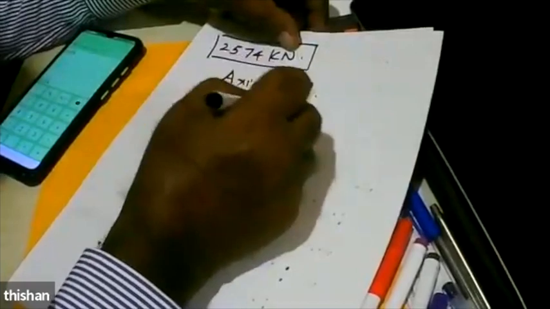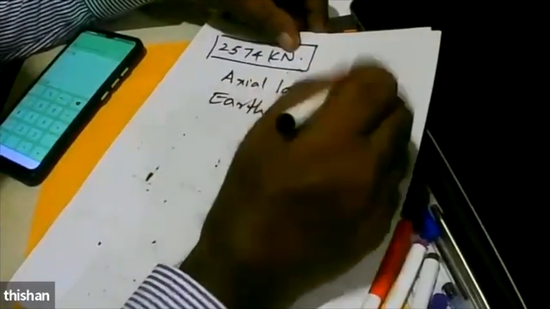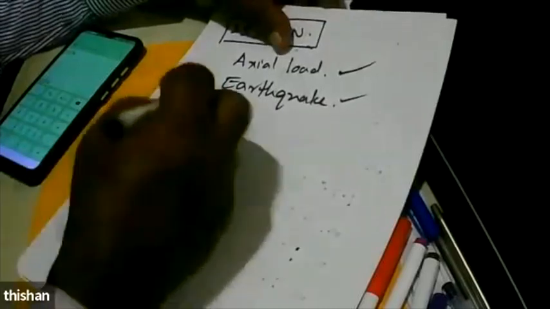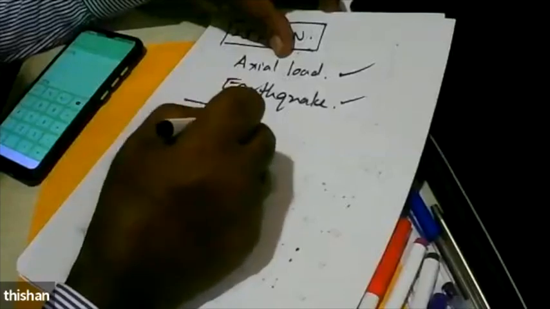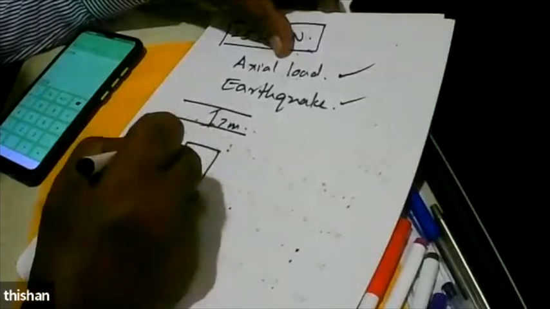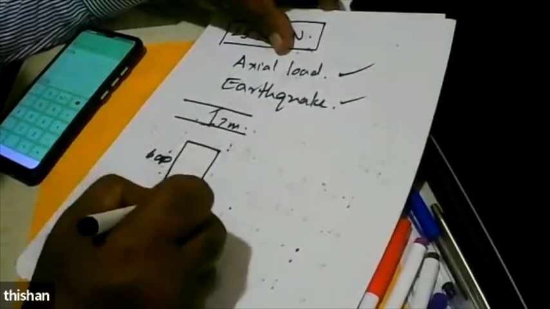Now, would it depend on axial load or earthquake resistance? Now, which is governing? This or this? Or both? Yes, it's both. But the earthquake resistance is more important. So, you can see we are having spans like 7 meters. So, what is the section of the beam? So, section is likely to be 600 by 350.